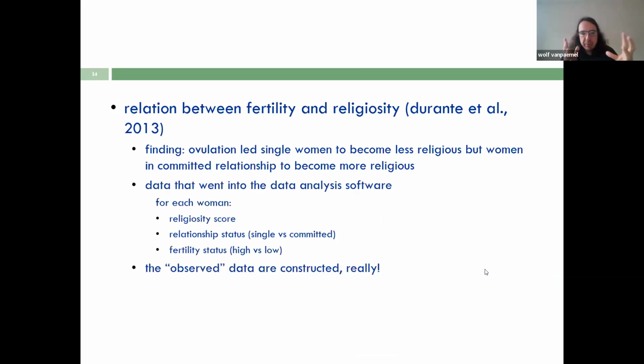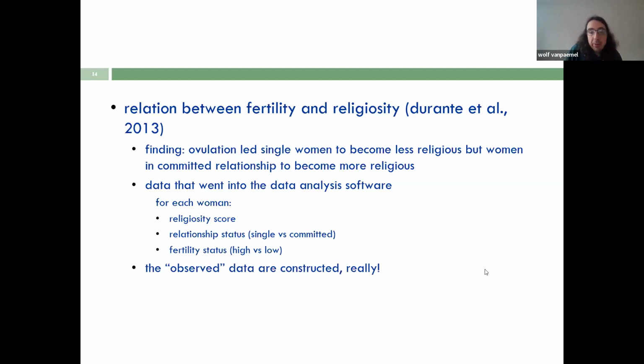So if you look at it from this perspective, at this level, there are three variables that went into the analysis, three variables that if you really do the analysis, you need. So for each woman, you need a religiosity score, you need a relationship status that's either single or committed, and a fertility status that's high versus low. So these are what you would typically talk about in a paper, or when you just talk about it with people. These would be referred to as the observed data, the empirical data, these scores and these statuses.